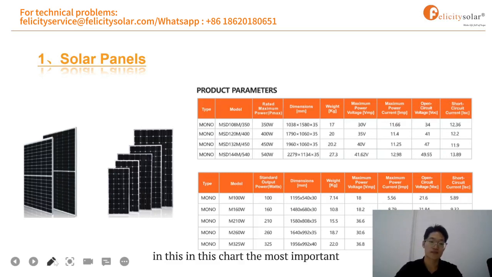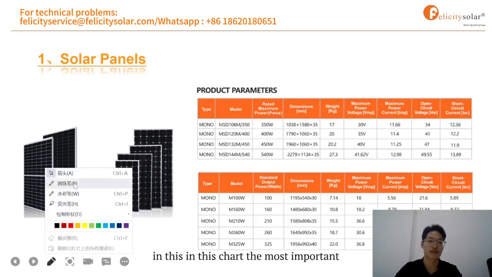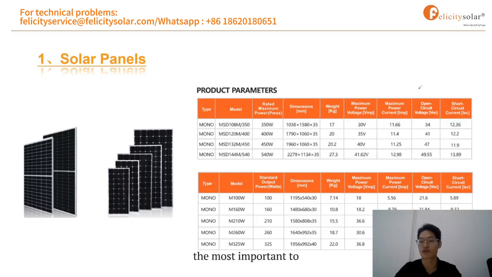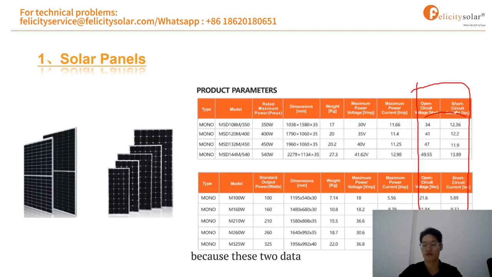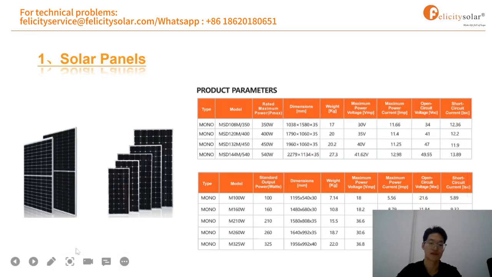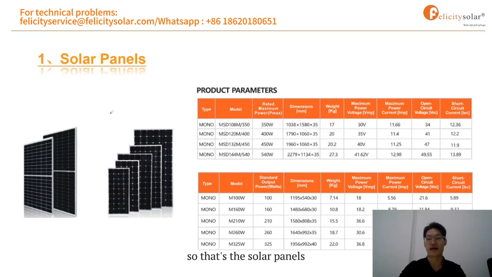And in this chart, the 2 most important data are the ISC and the VOC, because these 2 data are related to the configuration and the calculation of the power. This data will guide us on how to connect our panels. So that's the solar panels.